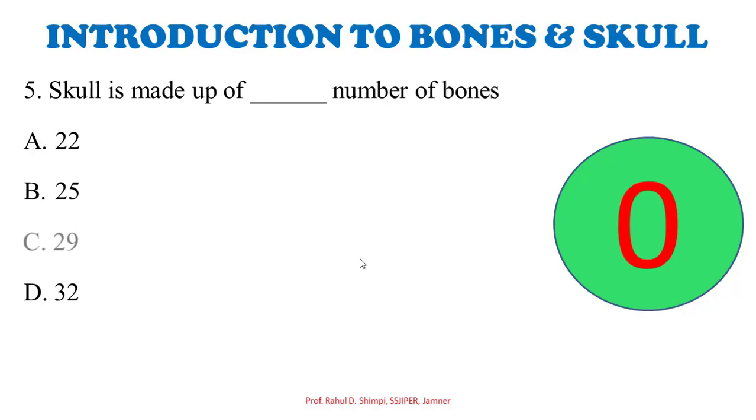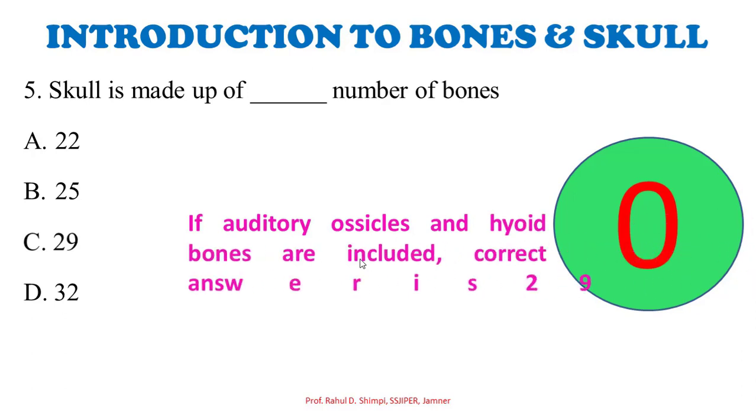In several books, the answer given is 22, and it is just because they consider the skull to be made up of two types of bones. One is the cranium and the second one is the facial bone. Cranium consists of 8 bones and facial bone consists of 14 bones. But in addition to that, the skull also consists of the auditory ossicles which are 6 in number and the hyoid bone which is 1 in number. So collectively there are 29 bones in the skull.